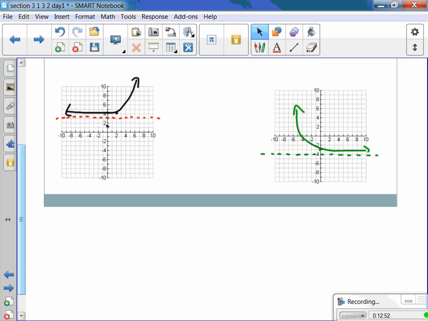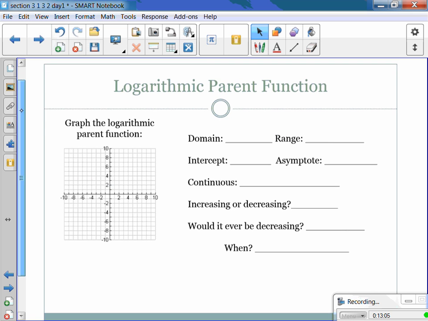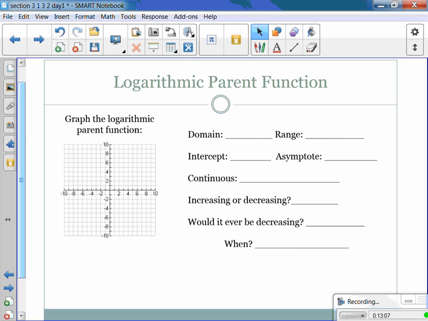Again, so here, as we look at these exponentials, it passes the horizontal line test, it is one-to-one. It has an inverse. The logarithm function. If we were to graph this one, this is our graph of our logarithm function.